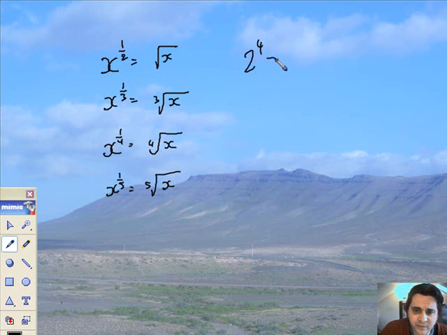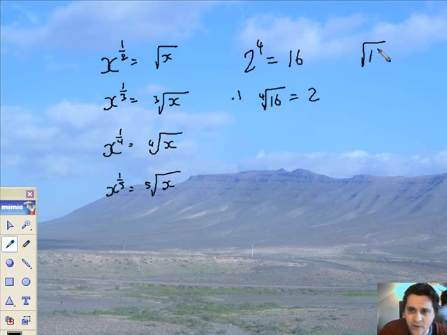So here I go. 2 to the power of 4 is 16. Therefore, the fourth root of 16 is 2. In the same way that the square root of 16 is 4, because 4 squared is 16.